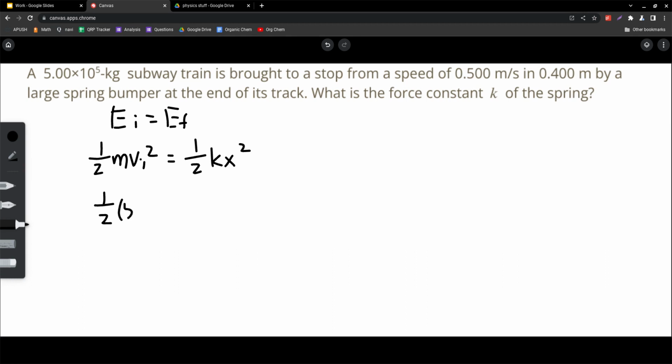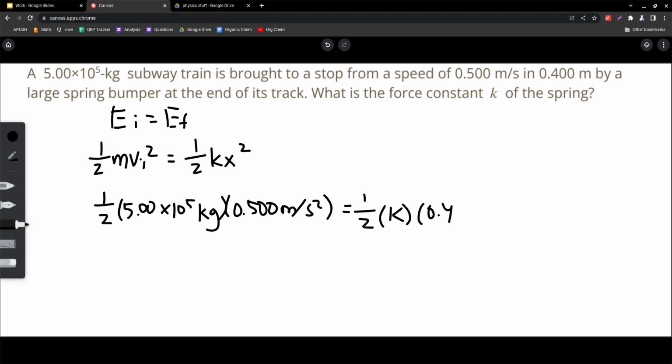1/2 times 5.0 times 10 to the fifth kilograms times 0.500 meters per second squared equals 1/2 k times 0.400 meters squared. And then if we solve for k, we should get, let me check, 7.81 times 10 to the fifth power newtons per meter.